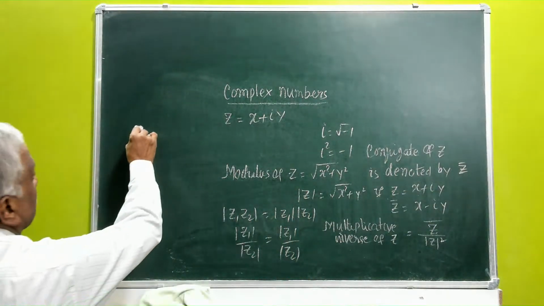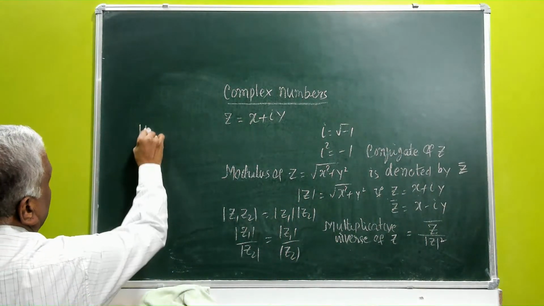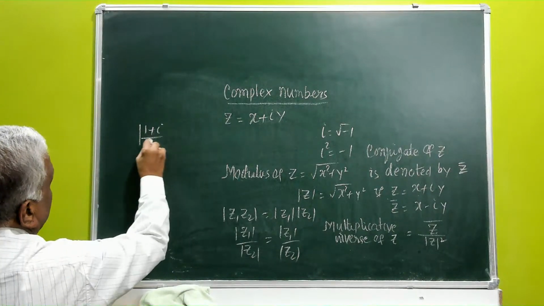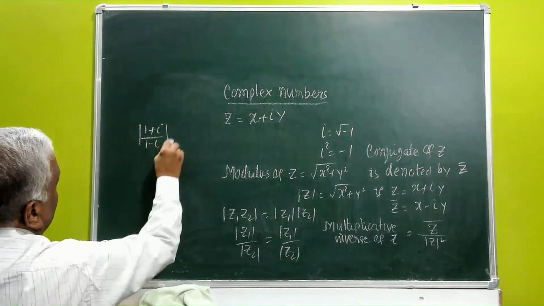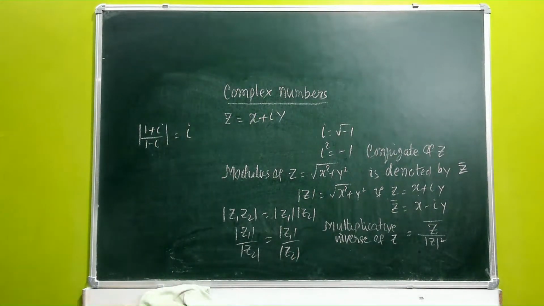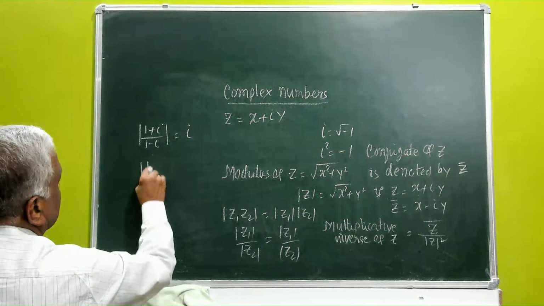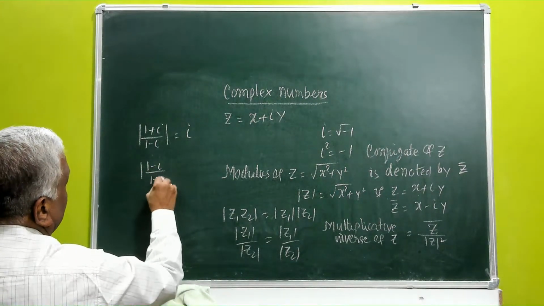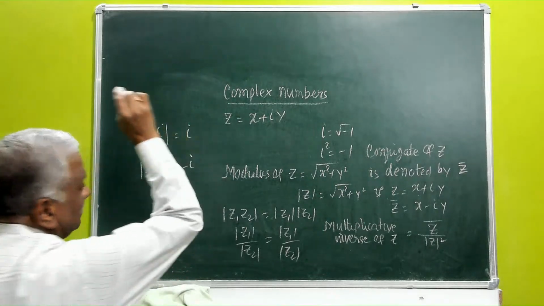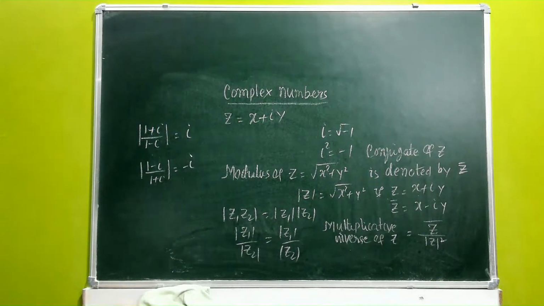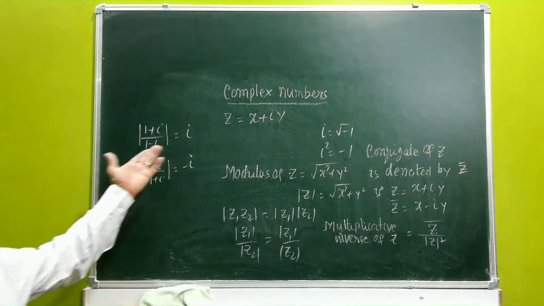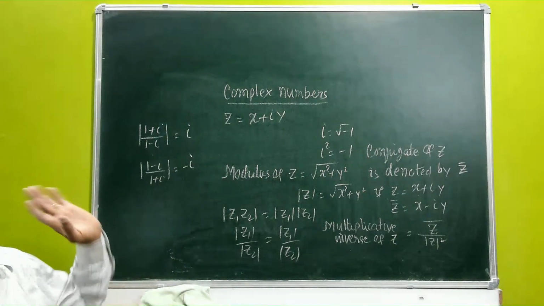One more thing you need to remember is that (1 plus i) by (1 minus i) is equal to i, and (1 minus i) by (1 plus i) is minus i. Whether you take modulus or not, it is going to be i and this is going to be minus i.